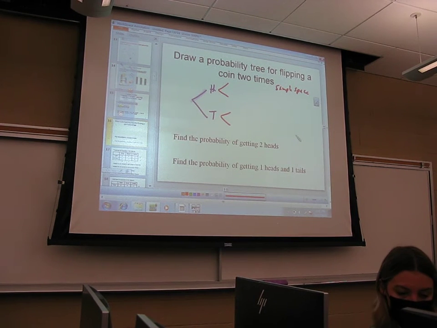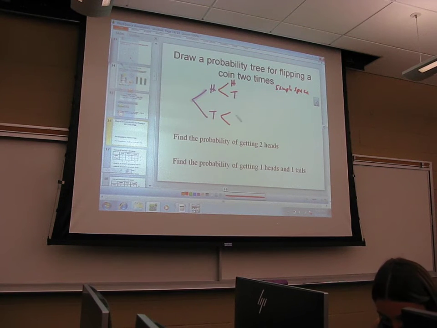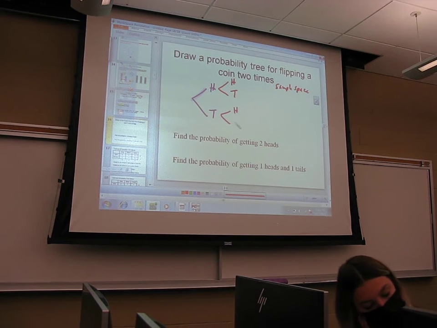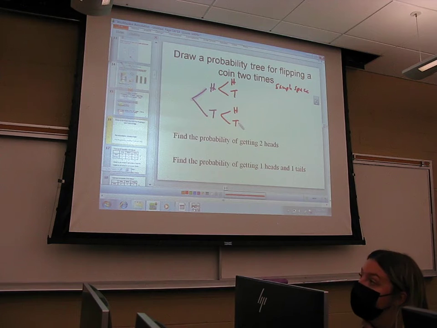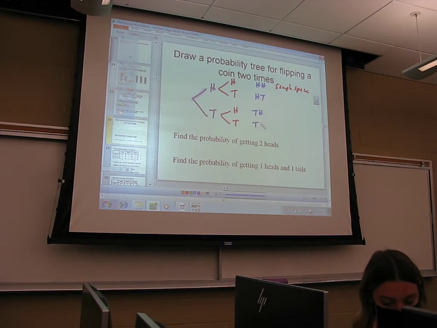Okay, let's take a look. So I'm flipping a coin 2 times. My first time is in purple, my second time is in red. You stop there. You flip it twice, you're done. That's it. So my sample space here: heads and heads, heads and tails, tails and heads, tails and tails. Good?